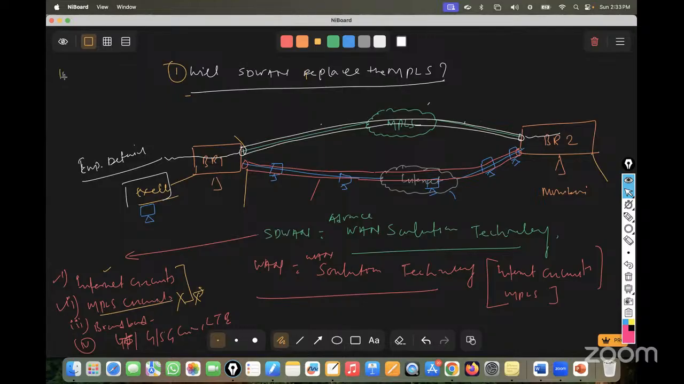So I have the 100 circuits from the MPLS and 100 from the internet. So I can replace maybe all 100 circuits from MPLS to the internet. That is possible, or I can keep some of the circuits, but I cannot replace all of them in every scenario. It depends. I'll talk more about it.